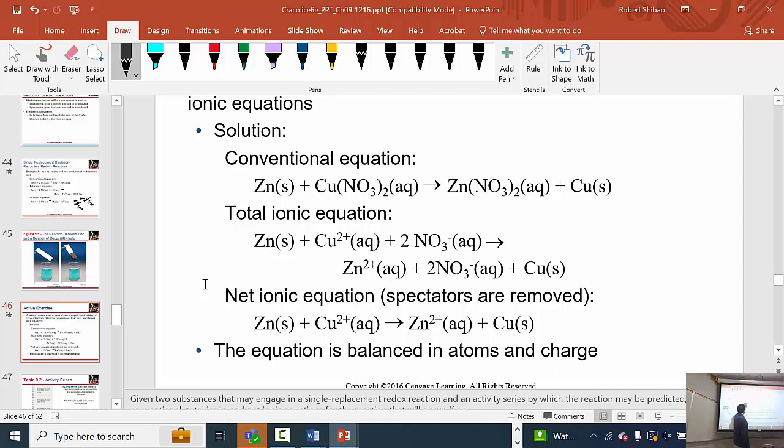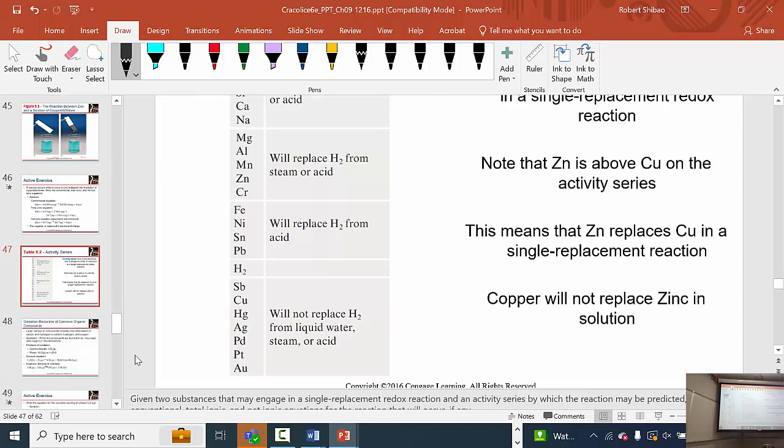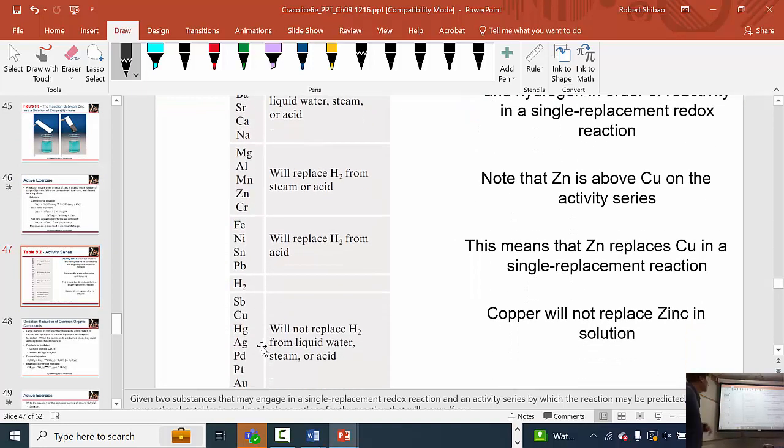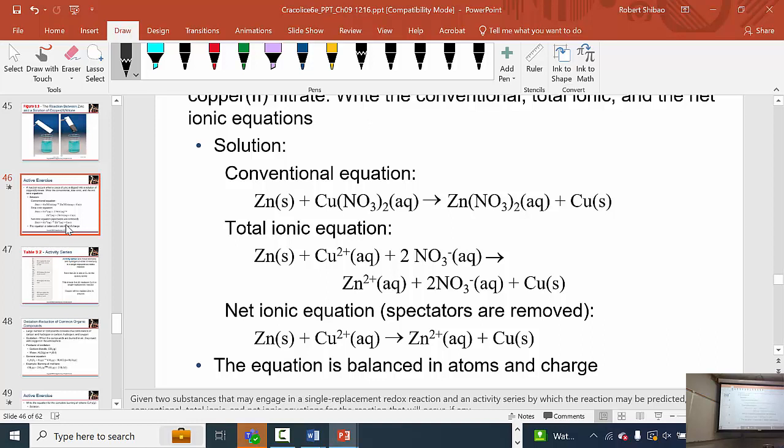All right, so there's a driving force. We're going from more active zinc to less active copper. In other words, this is downhill on the activity series. Let's take a look at the activity series here and confirm that it's downhill. It's kind of hard to beat copper. You have to be one of the noble metals to beat copper. Copper is hard to beat. Silver can beat it though. Silver is more stable than copper.